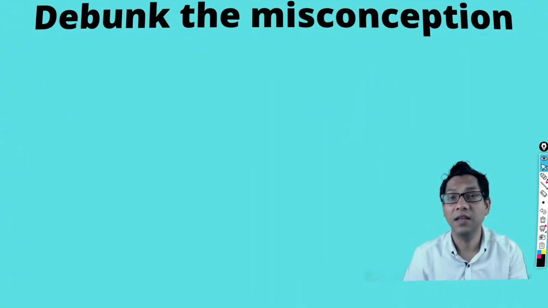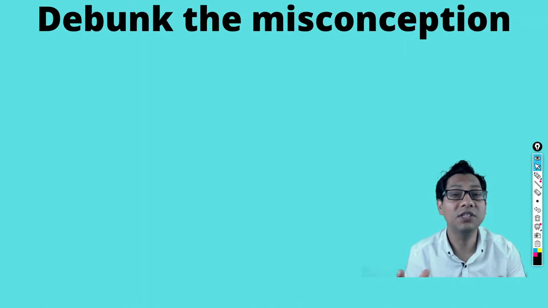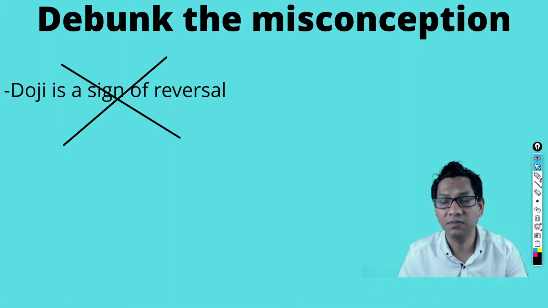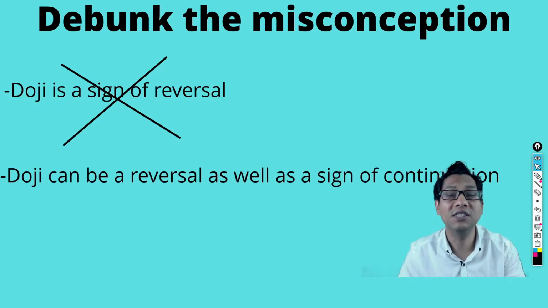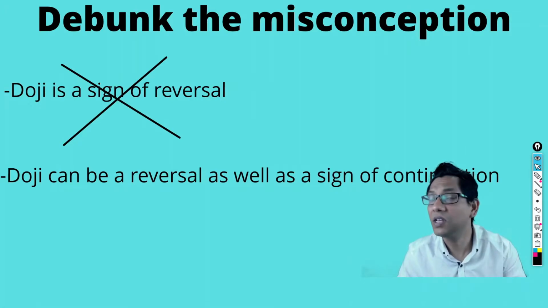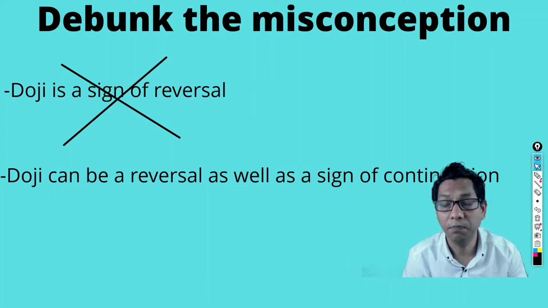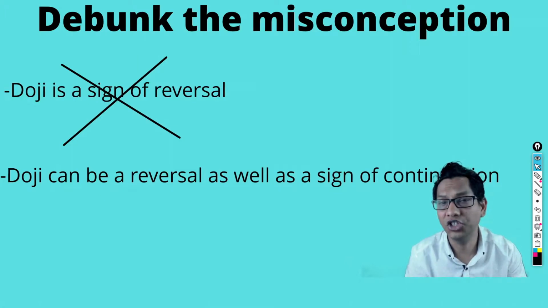Before I begin, let me debunk the misconception. The misconception is that Doji is a sign of reversal. Doji is not only a sign of reversal. Doji can be a sign of reversal as well as a sign of continuation, based on what kind of Doji is formed and where it is formed in the chart.